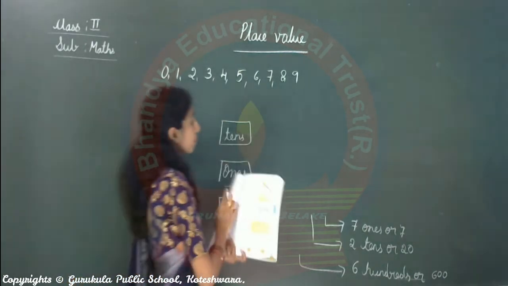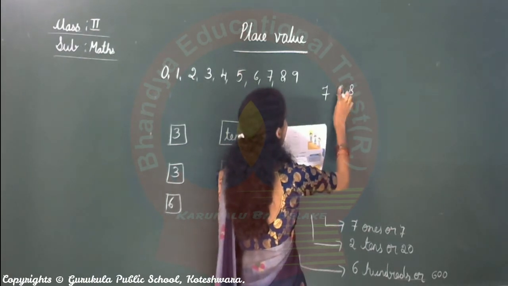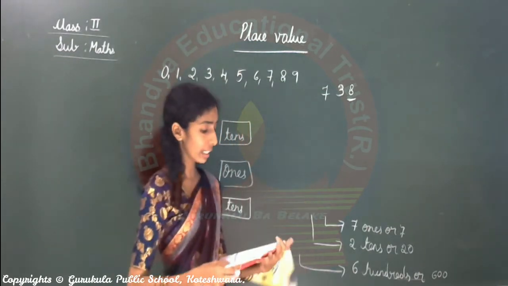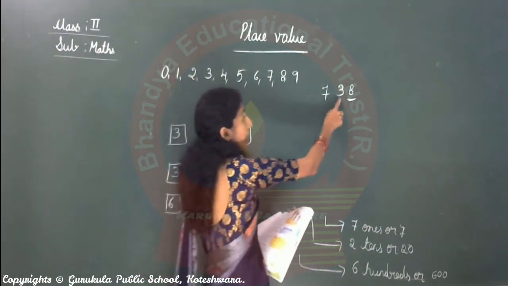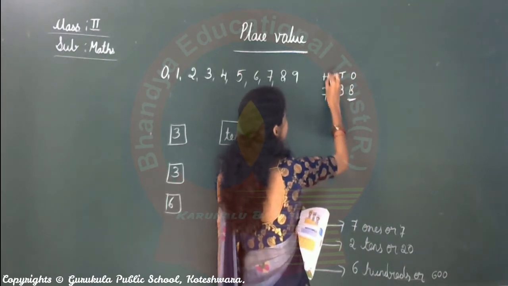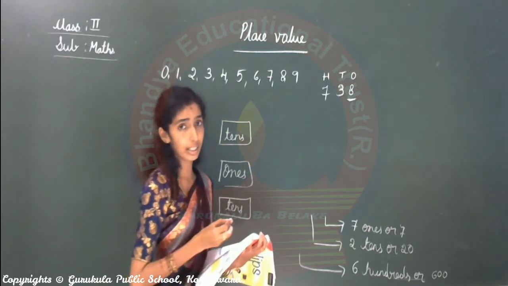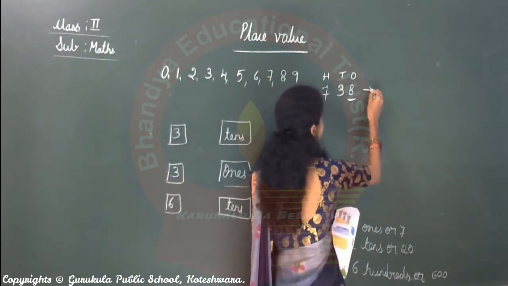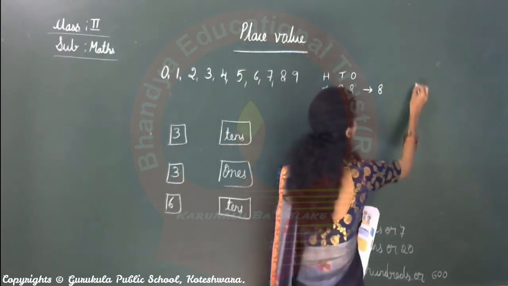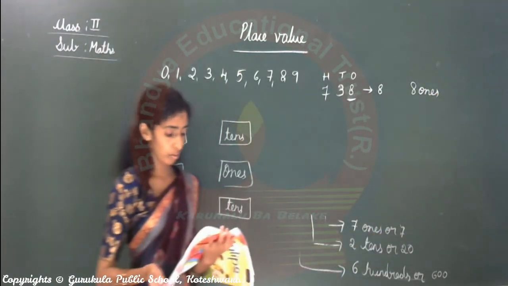Here you see, 738. Which number do they underline here? 8 is underlined. What is the place value of 8? 8 is ones, 3 is tens, 7 is hundreds. So, 8 means 8 only, or 8 ones. You can write both also.